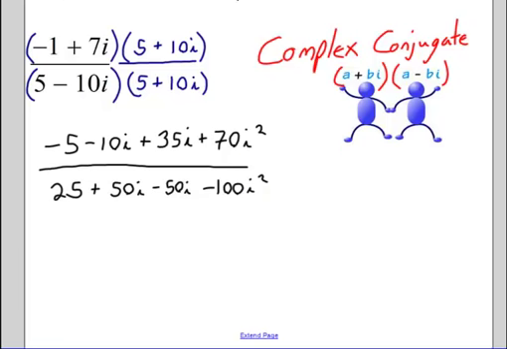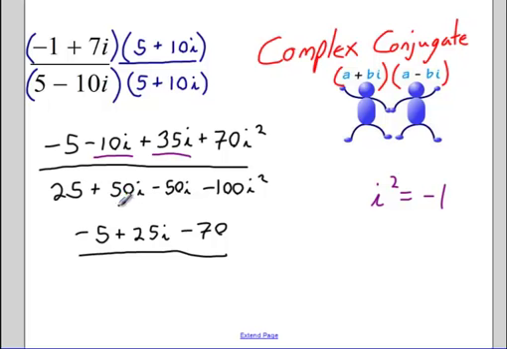Let's simplify this now. So we're going to combine like terms. If you look at this, this and this are like terms. And we're also going to use the fact that i squared is equal to negative 1. So let's do that. We'll clean this up a bit. So the numerator, negative 5, negative 10i plus 35i becomes plus 25i. And I'm going to substitute in a negative 1 here, so that becomes negative 70. Now down here, we can see that these two 50i terms are always going to cancel out. So on the bottom here, I have 25, and we'll do the same thing. Negative 100i squared becomes positive 100.